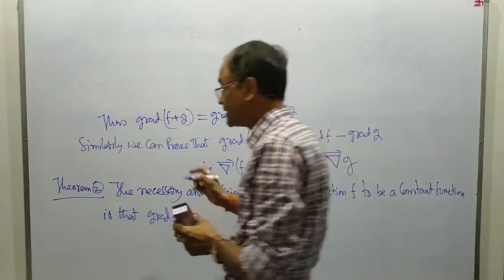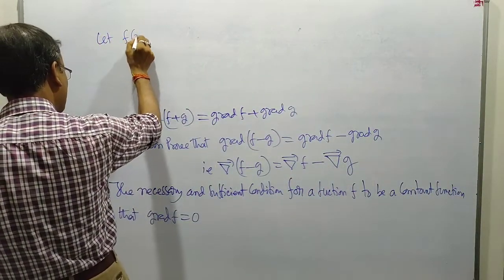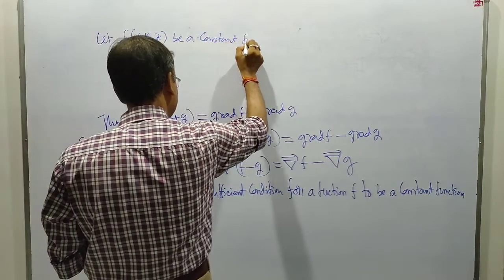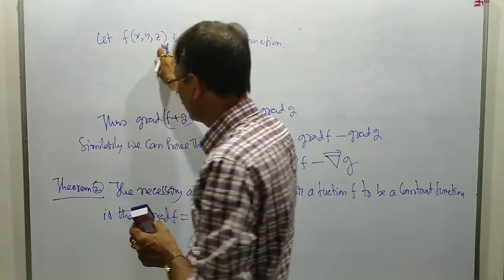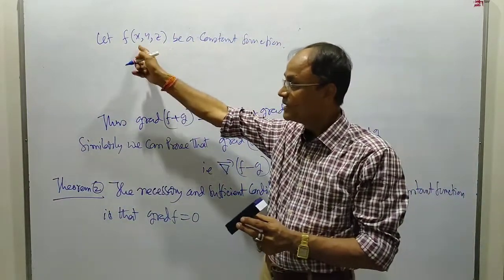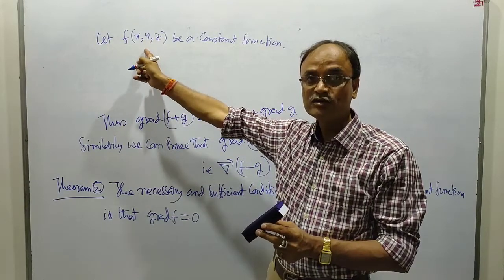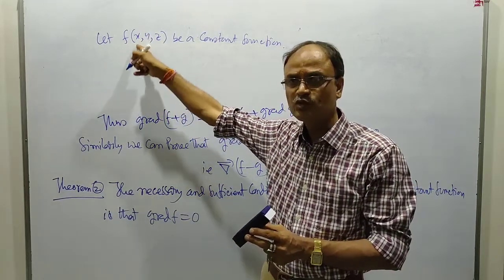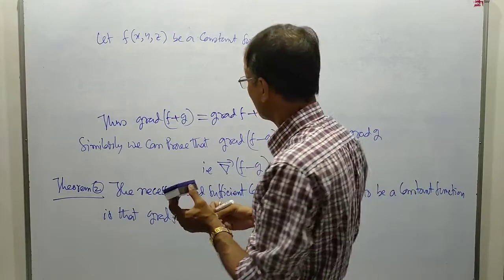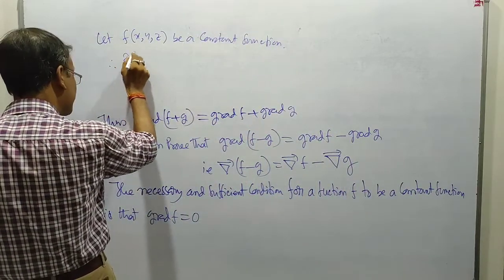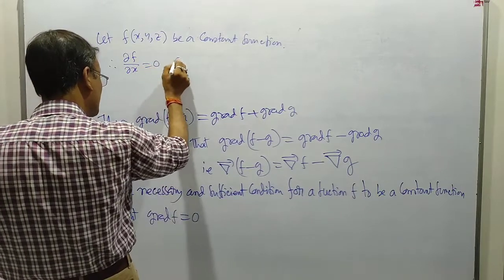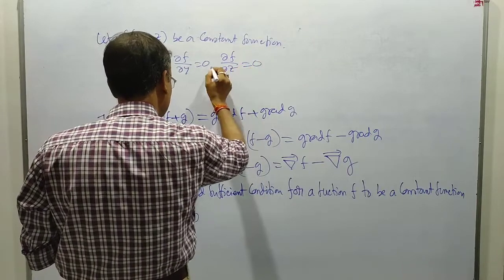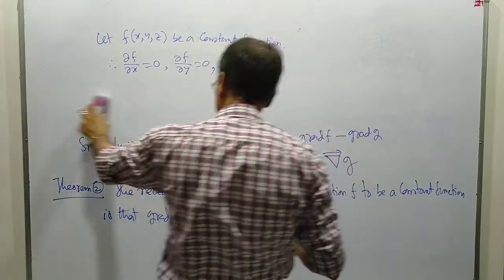Now, let f of x, y, z be a constant function. Since it is a constant function, the differentiation of f with respect to x, y, z should be equal to 0. Therefore, del f by del x equal to 0, del f by del y equal to 0, and del f by del z is also equal to 0, since it is a constant function.